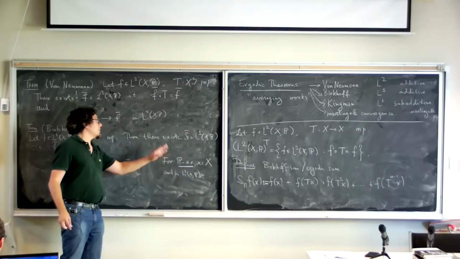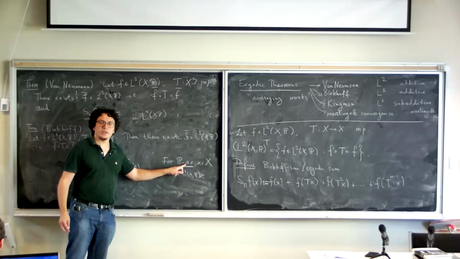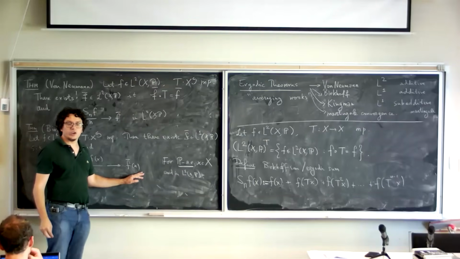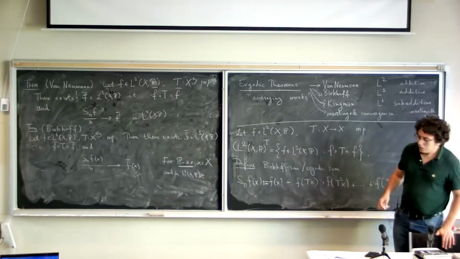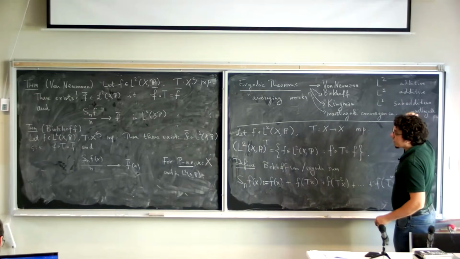So the reason why the second formulation is way stronger, and whenever we apply this we almost always use this version, is that this is for almost every point. So it means that there is a full measure set of starting points where you can really take the average. The infinite average exists, and this gives you this new function. Okay, so let me first add some remarks. Then we might go to Kingman's theorem and so forth.